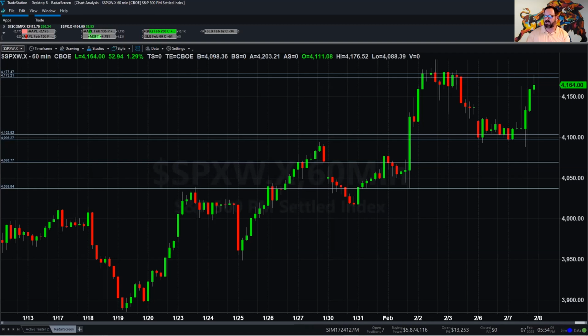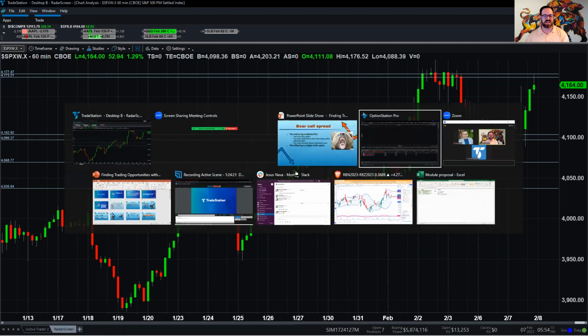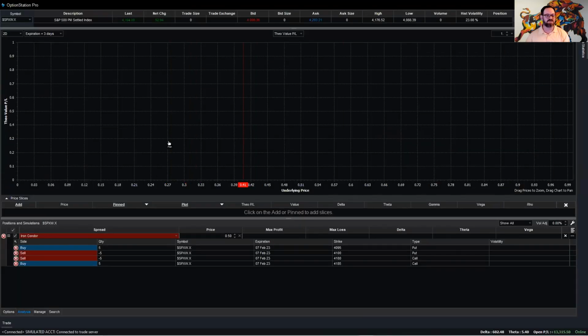Would I consider trading SPY or QQQ with the spreads? I prefer the European style options, so I will not do that. I'd rather do the index, as you can see, rather than using the actual ETF, because those are American style.